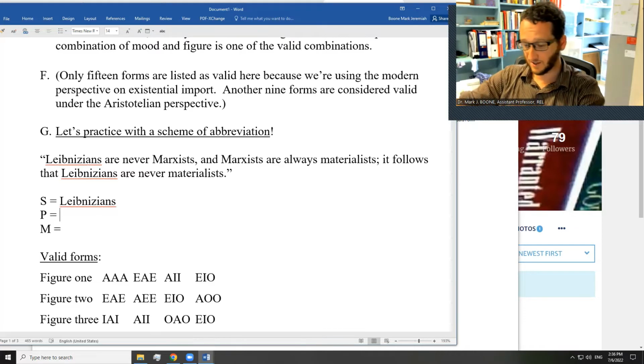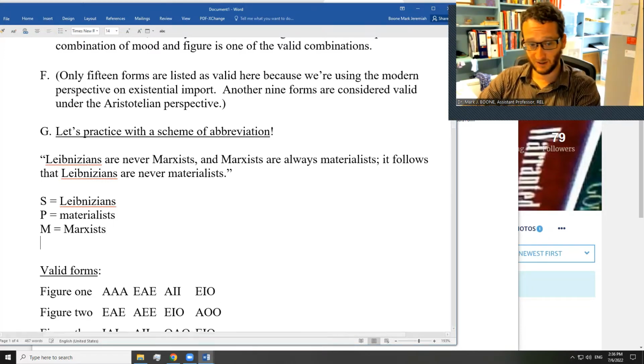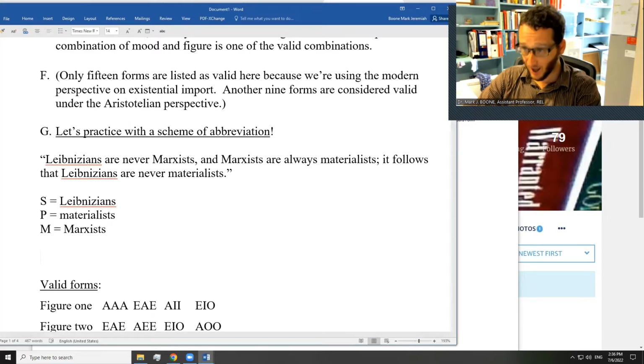Materialists is the major term, the second term of the conclusion. The middle term is the one that occurs in each premise, and that would be Marxists. It's sheer coincidence that Marxists starts with M. So S equals Leibnizians, P equals materialists, M equals Marxists. And now write out the argument again using these symbols. The symbolized argument would start with the conclusion.